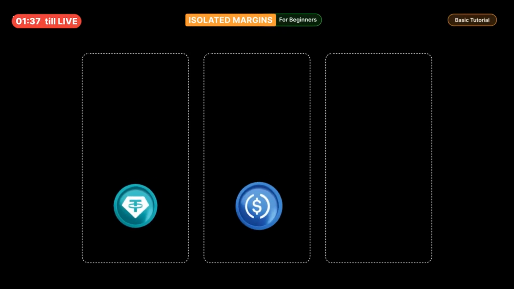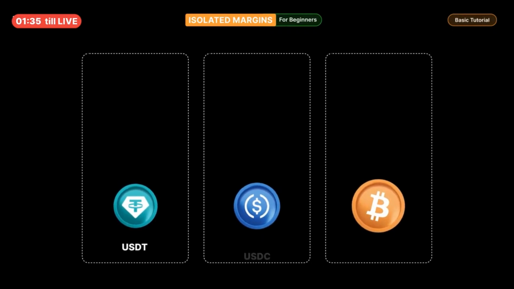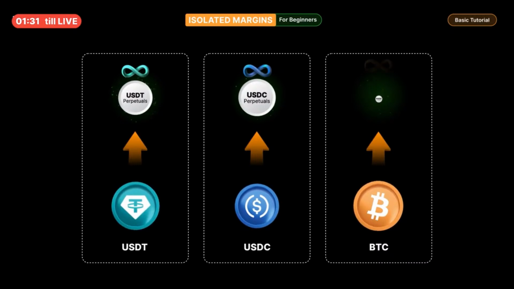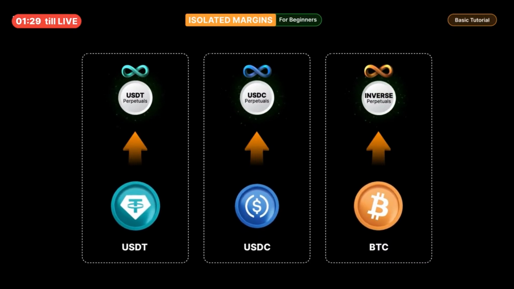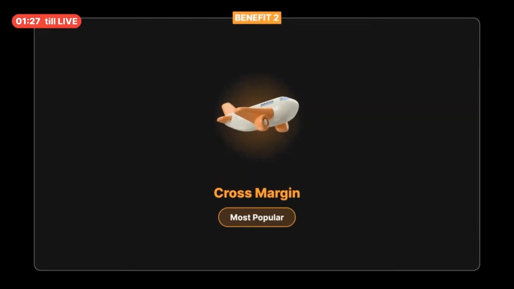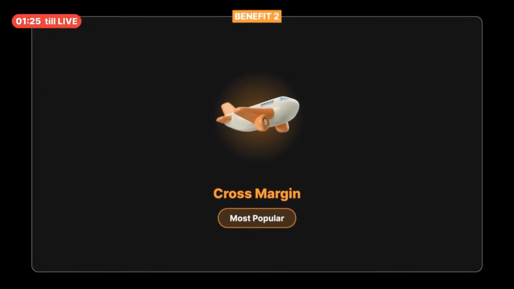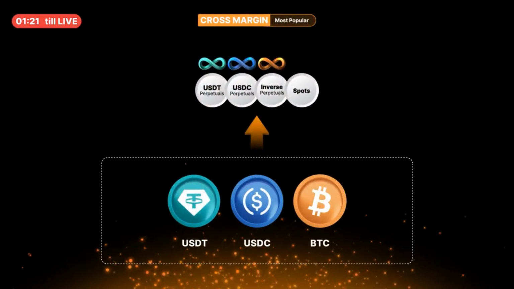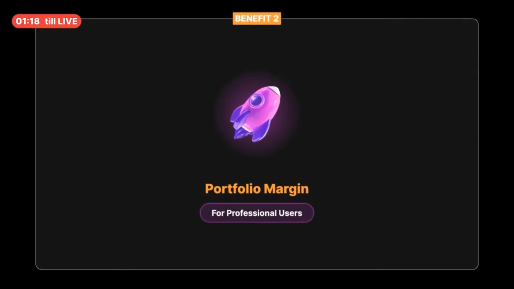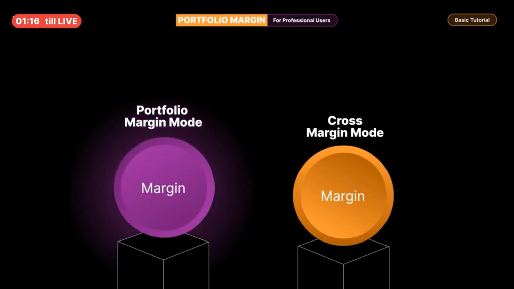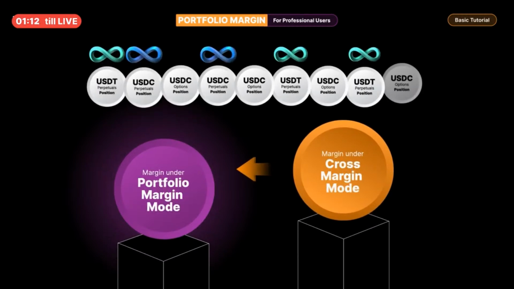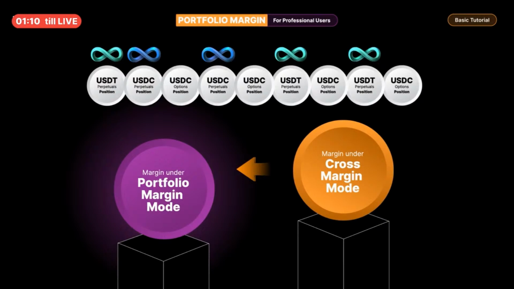For instance, if you hold USDT, USDC, and BTC, all these tokens can be used as margins for USDT perpetual contracts. 2. Cross margin. In this mode, more than 100 types of collaterals can be used. 3. Portfolio margin. Designed for professionals and complex strategies, this mode requires less margins for hedged positions.